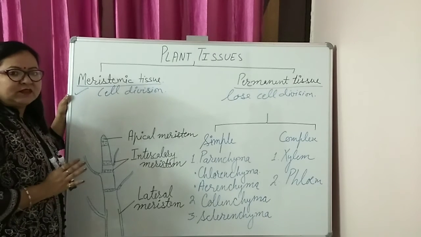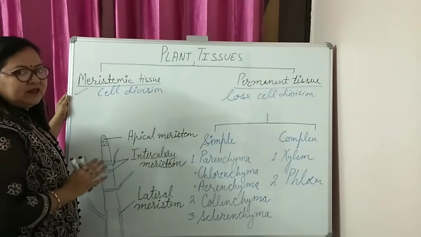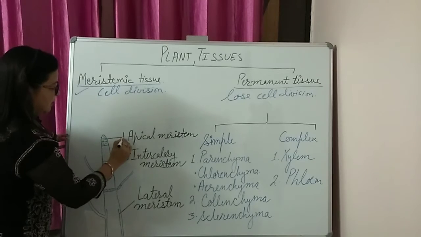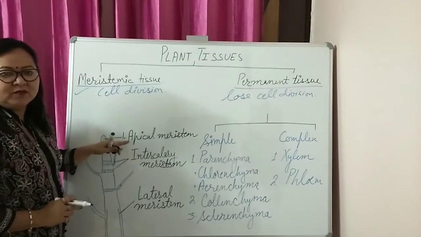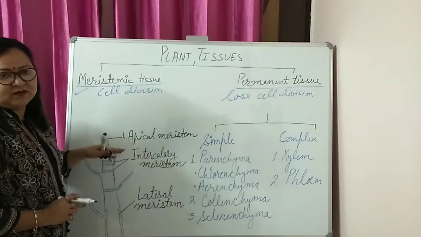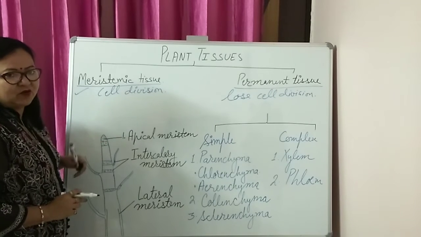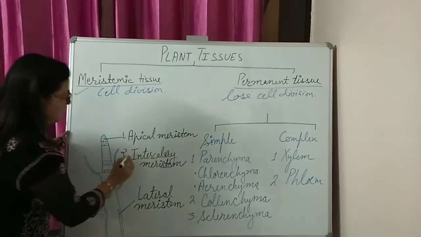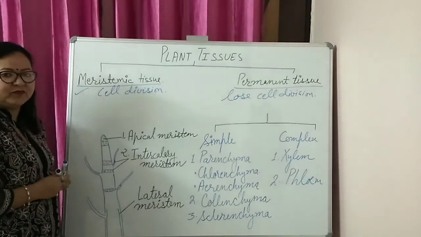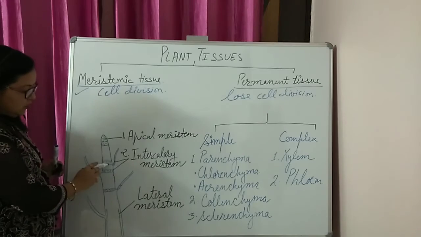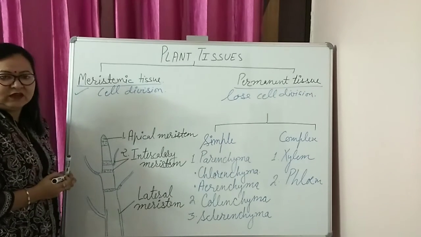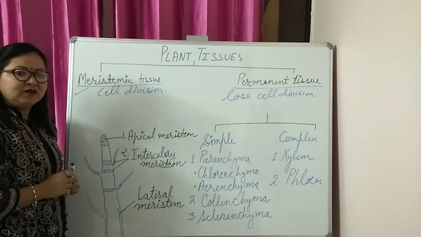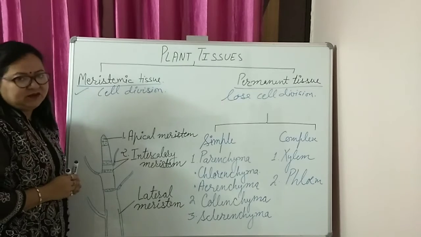On the basis of their position, their region, they can be classified into three parts. Number one, apical meristem. This kind of meristematic tissue is present at the tips of stems and roots and helps to increase their length. The second type is intercalary meristem. These are present near the nodes and at the base of leaves. They also help in the increase of stem height by increasing the length of the internode.